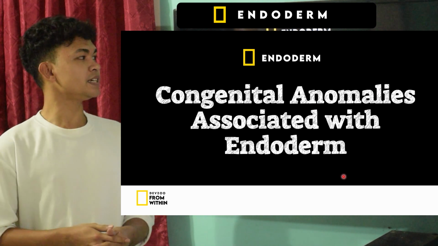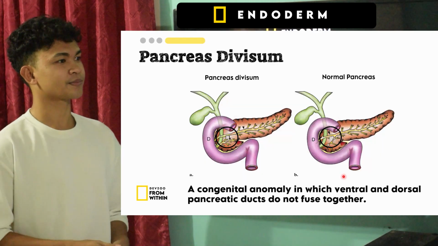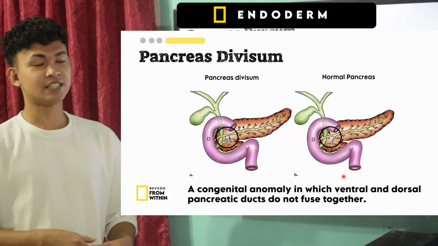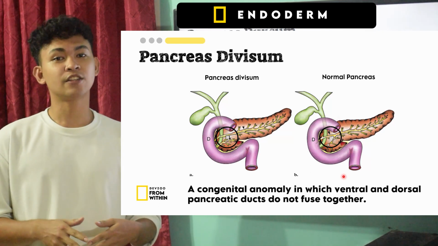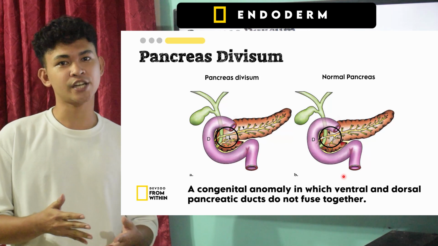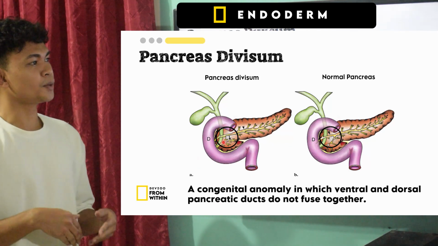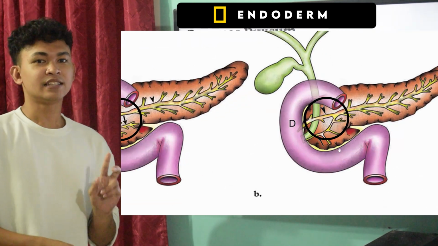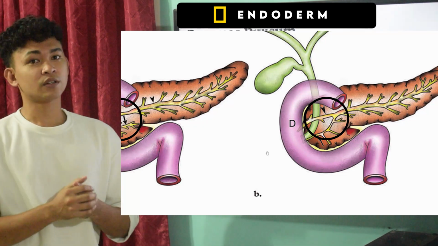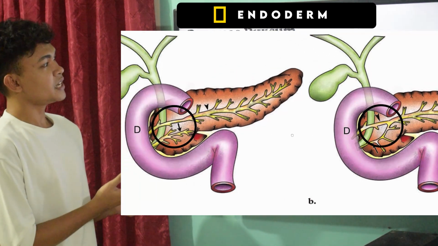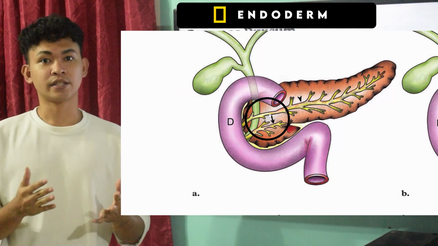Today I will be discussing the congenital anomalies associated with endoderm. First, we have the pancreas divisum. Pancreas divisum is a congenital anomaly in which the ventral and the dorsal pancreatic ducts are not joined together. As you can see here, the normal pancreas has two ducts, the ventral and the dorsal duct, and they are connected. Whereas here in the pancreas divisum, the two ducts are not connected, they are separated.